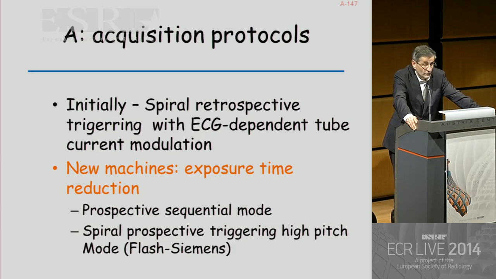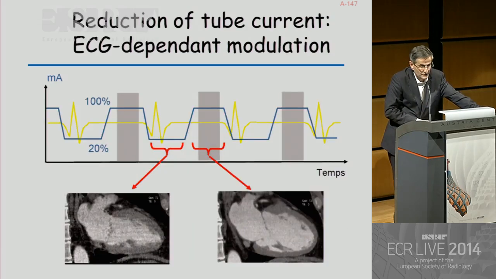Initially, reducing dose was done by using ECG-dependent tube current modulation using spiral retrospective triggering. And with a new machine, some years ago, a prospective mode was introduced which reduced exposure time. There are 2 main prospective modes, mainly the prospective sequential mode, and the Siemens manufacturer introduced the spiral prospective triggering mode with high pitch. So if you are not familiar with Siemens machines, it's another concept, but it's still prospective triggering.